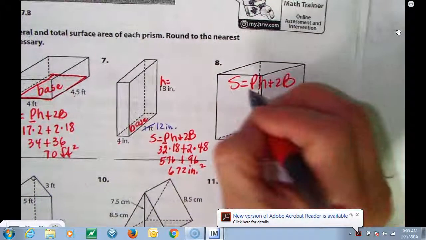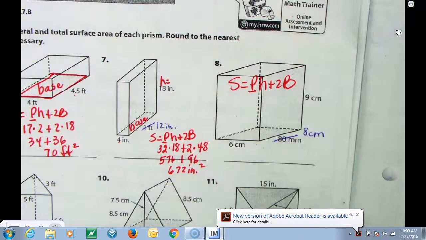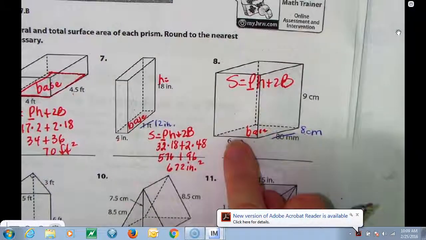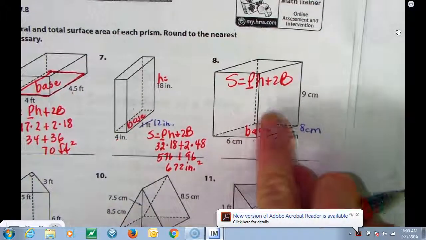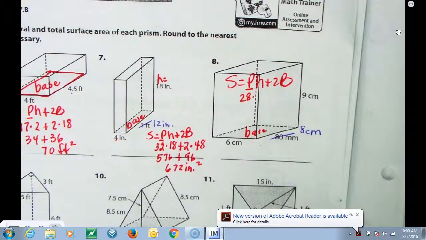Guys, we should have it. What's the perimeter of that rectangle? Guys, how could you not get perimeter? I do not understand how you could not get 28. What are you doing? Perimeter. You're counting around the rectangle, the base. 6 plus 8 plus 6 plus 8. I do not understand how you're missing that.